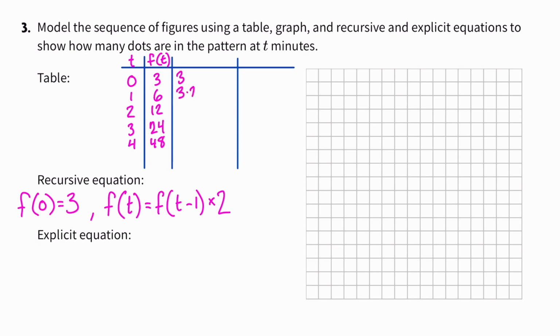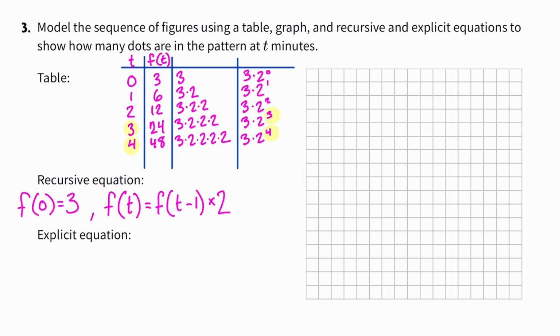As far as the explicit equation is concerned, we have to look at the pattern. We have 3 times 2, 3 times 2 times 2, 3 times 2 times 2 times 2, 3 times 2 times 2 times 2 times 2. And I suggest we rewrite this part using exponents. 3 times 2 to the first, 3 times 2 to the second, 3 times 2 to the third. Whenever we have repeated multiplication, we can rewrite it using an exponent. And the top one is 3 times 2 to the 0, because anything to the 0 power is just 1. So that's 3 times 1.